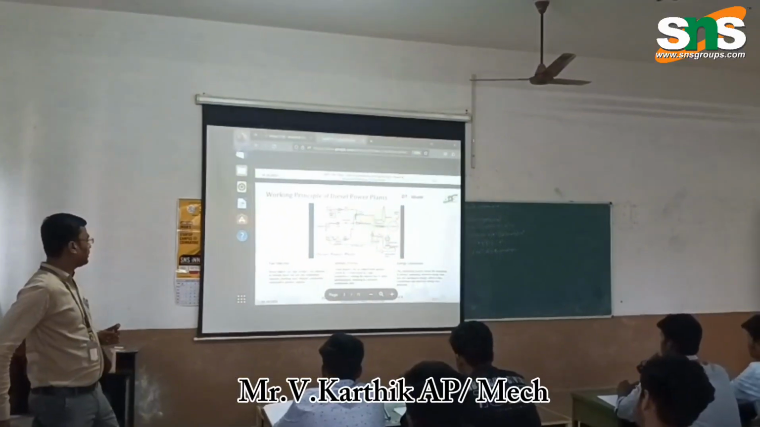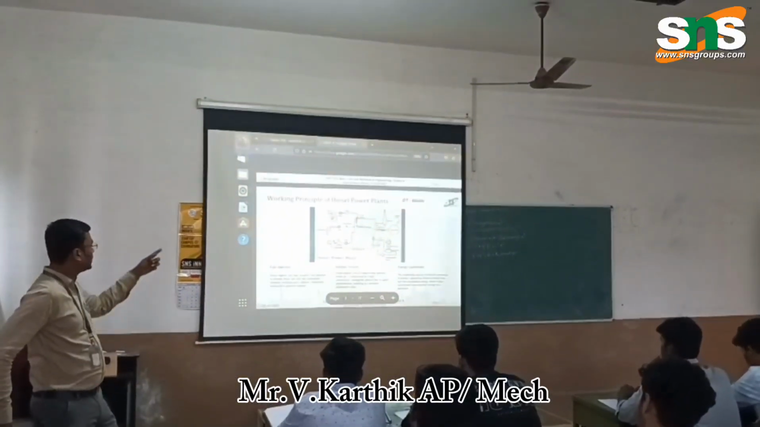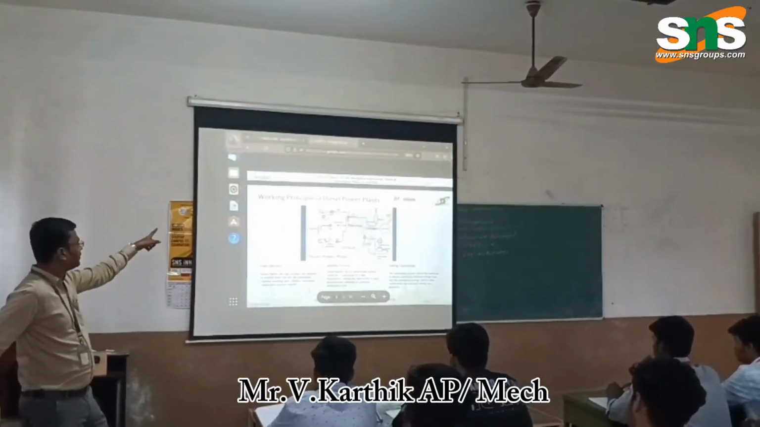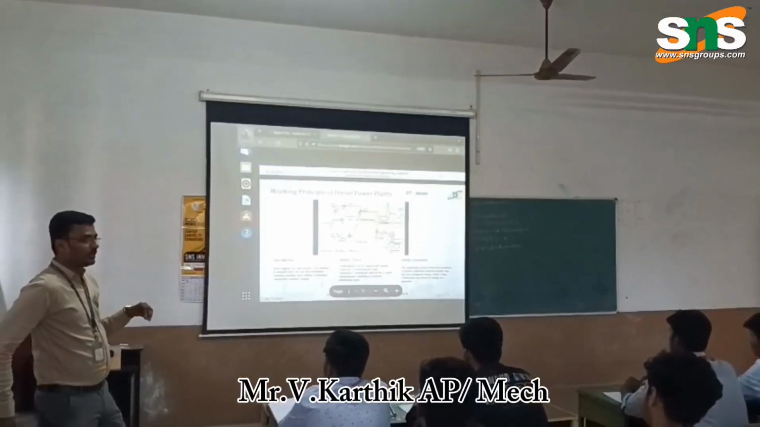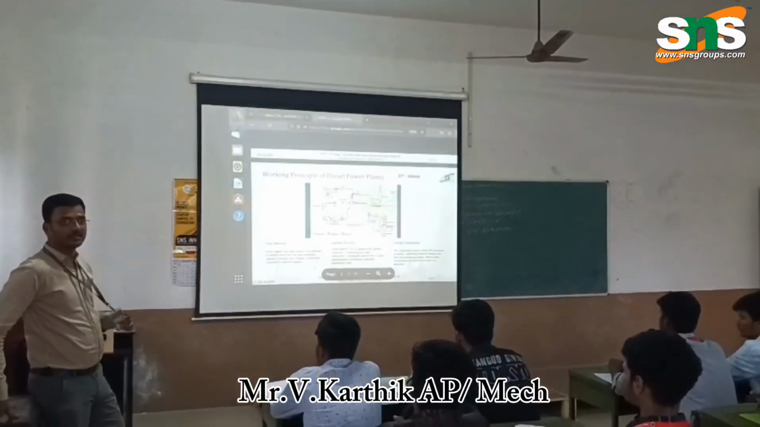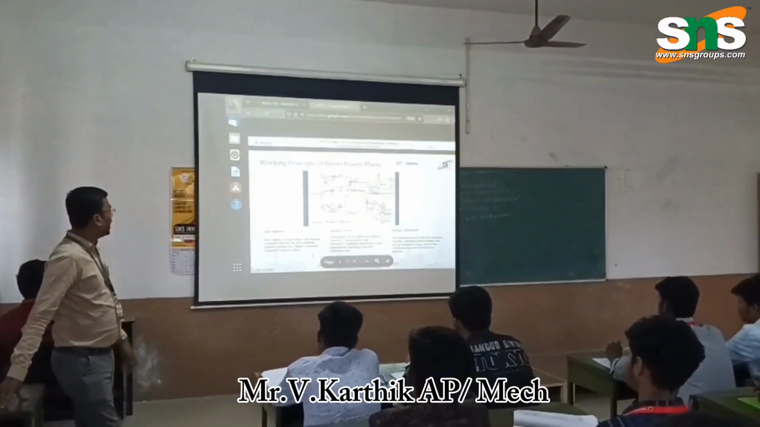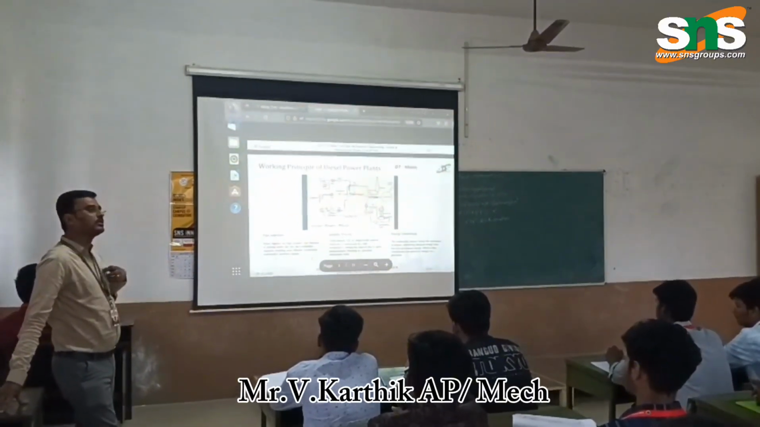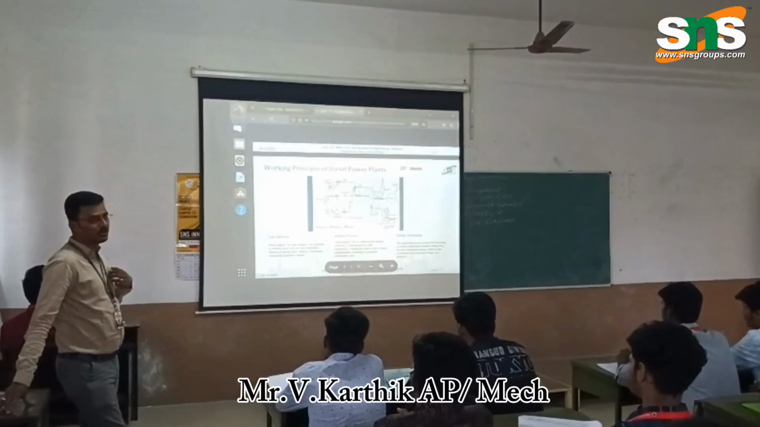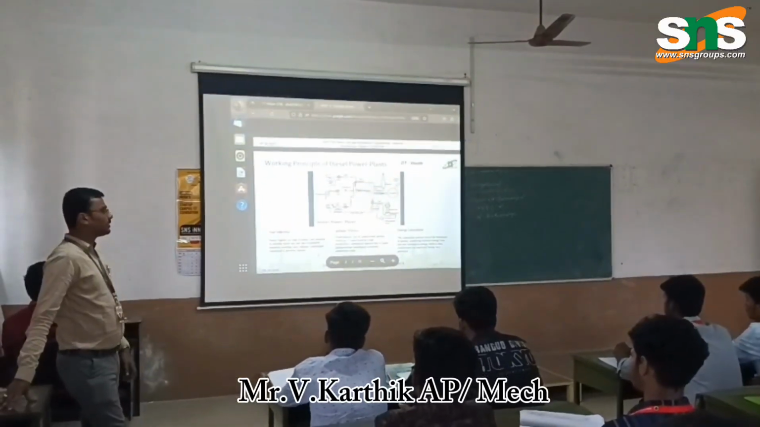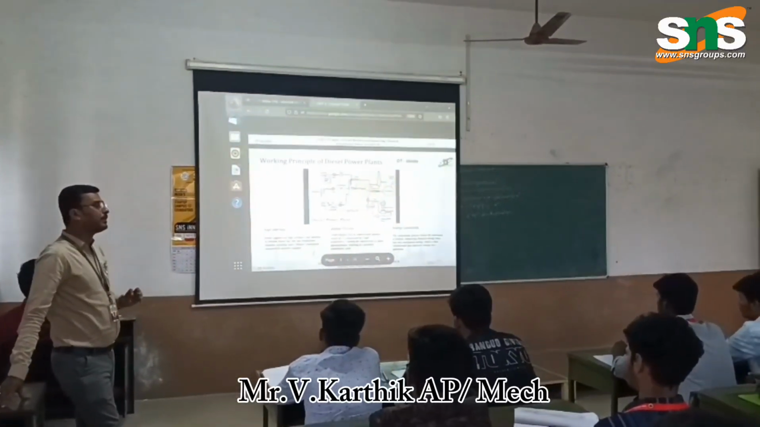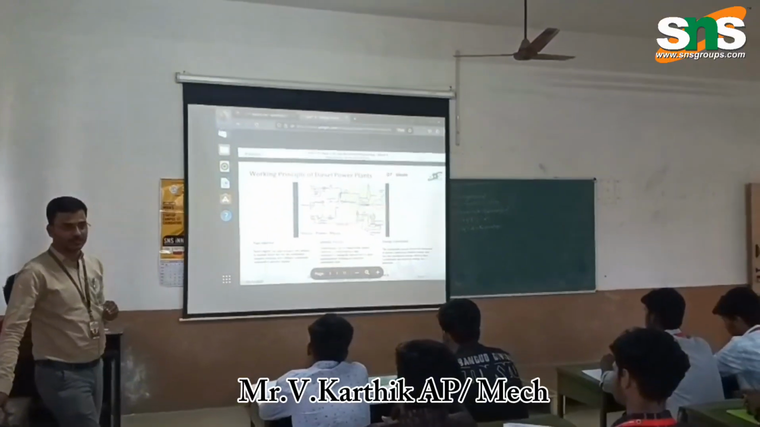This is the working principle of the diesel power plant. You can see here the diesel engine, where first in the intake we pour the diesel as the fuel. With the help of the fuel injector, and with the help of the compressor, we pass the compressed air to the combustion chamber. What happens in the combustion chamber? The ignition will take place.